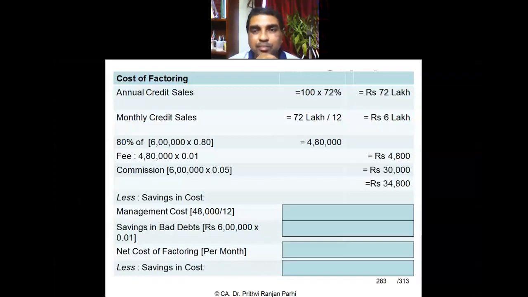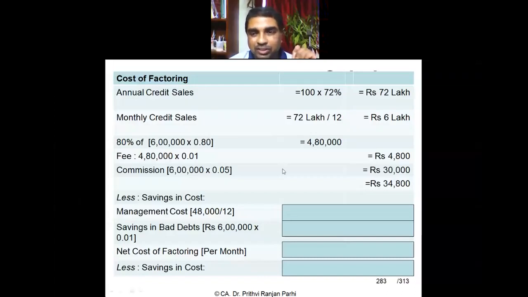Factoring commission: the factor has accepted all the invoices. You have understood factoring. What happens? The factor takes all this receivable and gives a certain percentage. He gives 80%. Fee will be on 80%, but commission will be on the entire amount. This you have to remember.